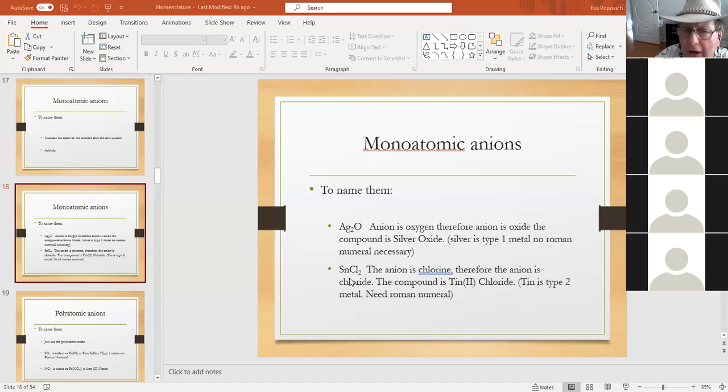Okay, the second half of this. What's the element Cl? Chlorine. I take the first syllable, chlor, and I add IDE. So the total name is what? Tin 2 chloride.